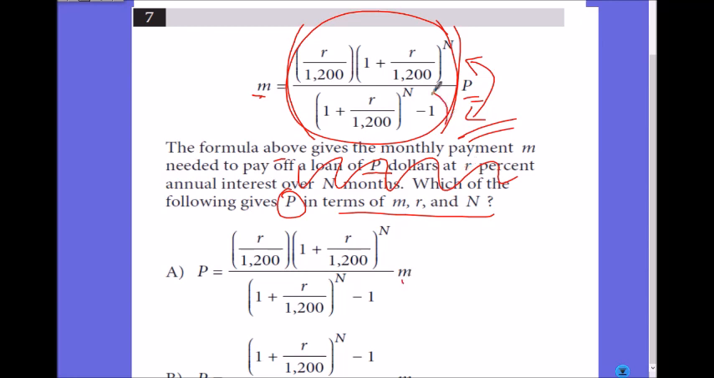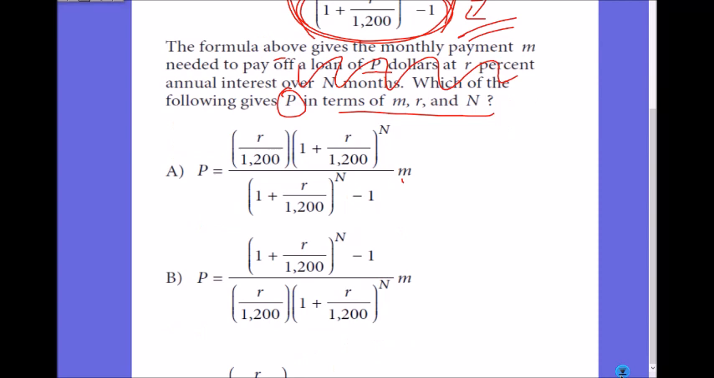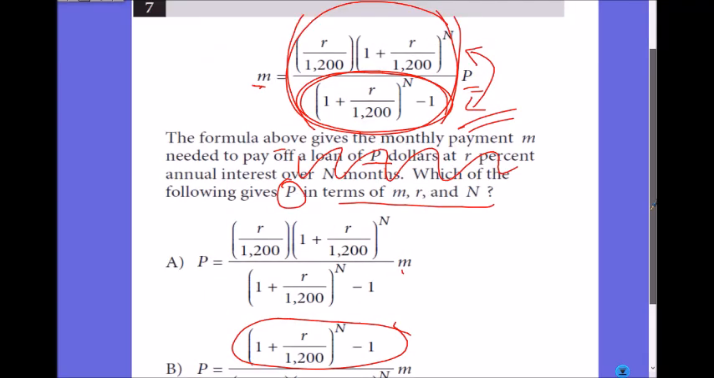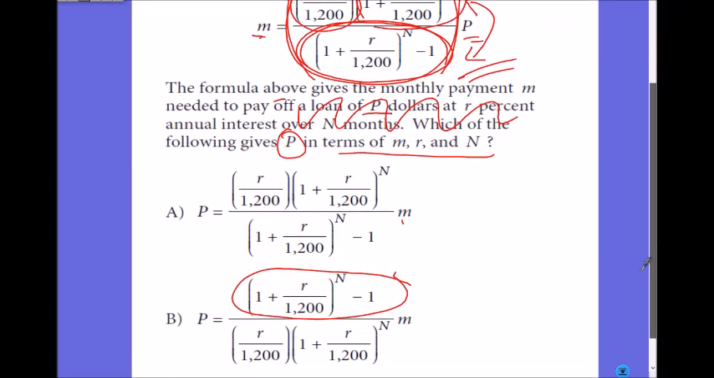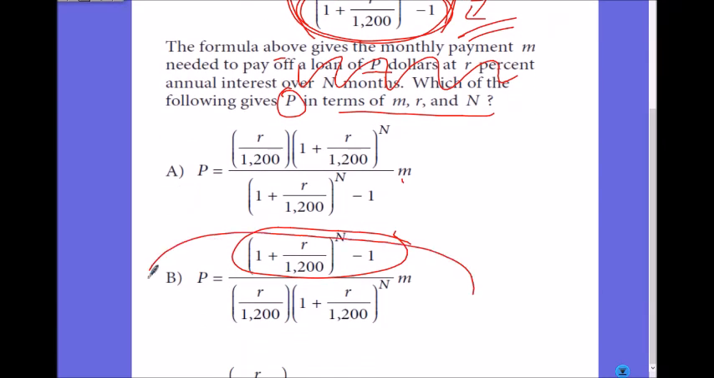So find this term on top. So it's 1 plus R over 1200, and divide by this, right? That's correct. Is that what we have in the denominator? R over 1200, 1 plus R over 1200 raised to N. Yes, so it must be B. Just find the reciprocal of that fraction. Okay?